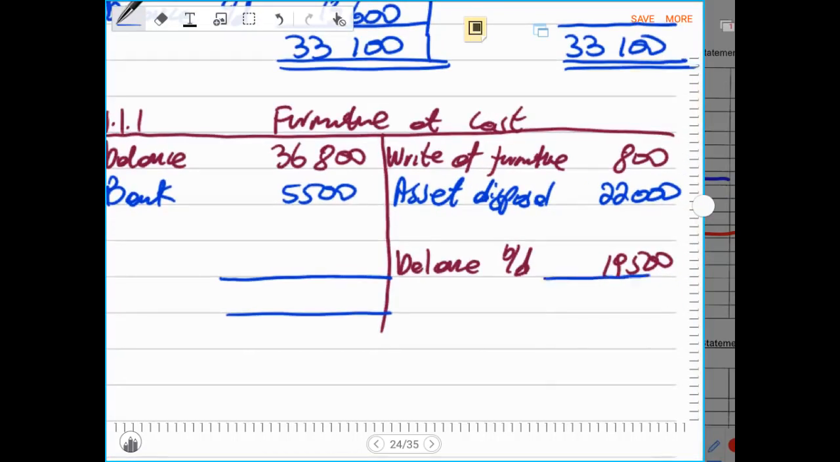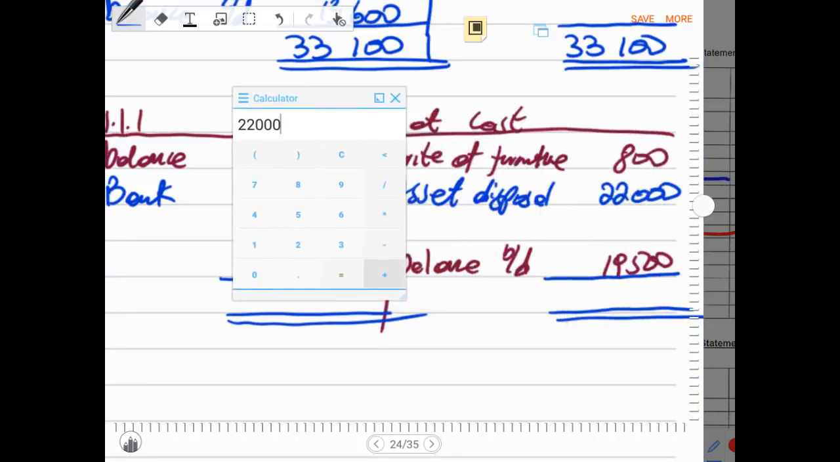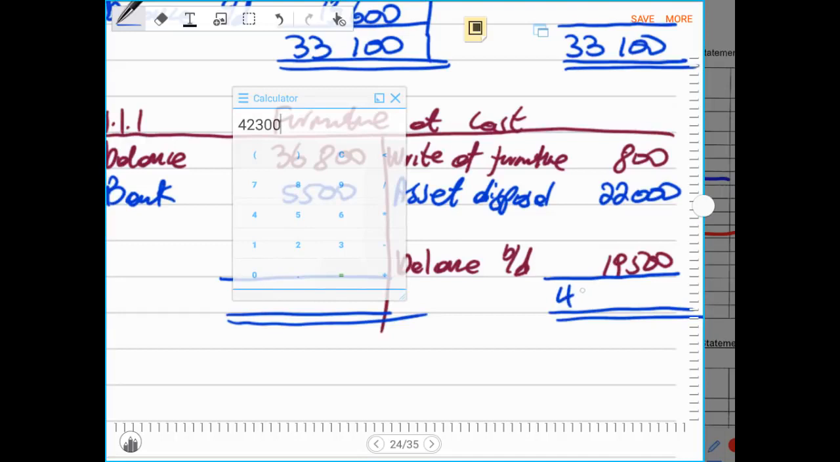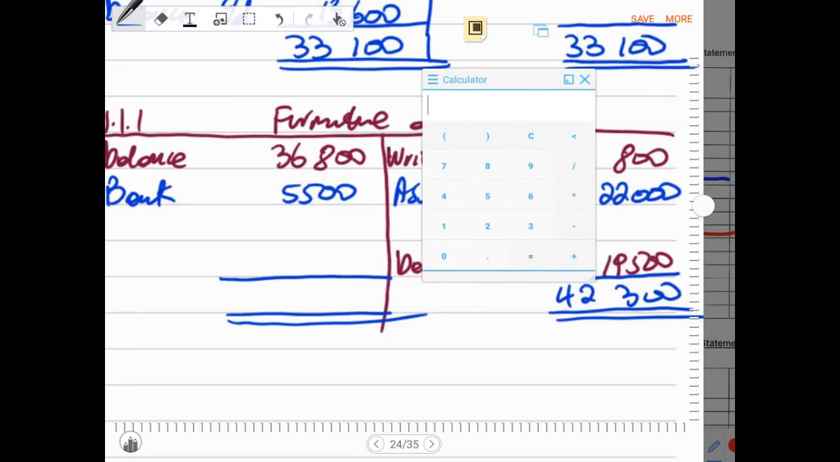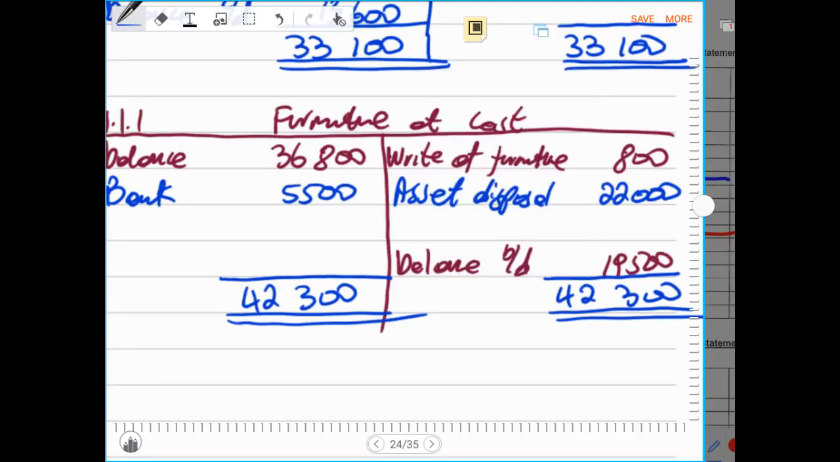So now from here we can just balance, and our debit side I think is supposed to be equal to our credit side. So now we say 22,000 on the credit side plus 800 plus 19,500, and this gives us a total of 42,300. And our debit side is 36,800 plus 5,500, and this gives us the same amount of 42,300. That means there was no further furniture that was bought or sold during the current year.